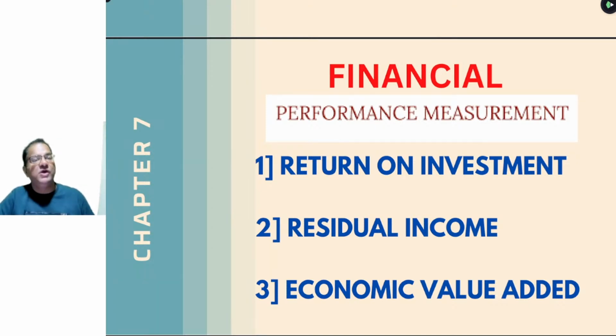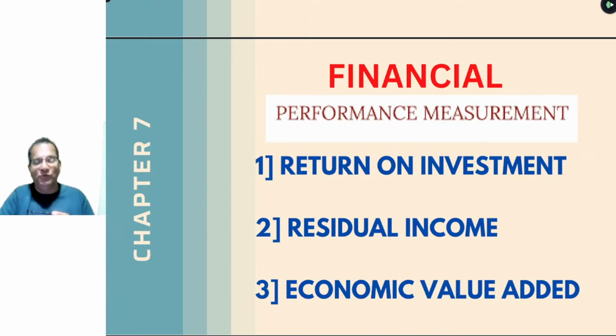Okay, then we started: whenever you define a performance model based on which you will later measure the performance of a particular department, that performance model should possess 3 characteristics. The first characteristic is goal congruence. The second characteristic, beta, I forgot. What is the second characteristic? Try to recall. Very good.